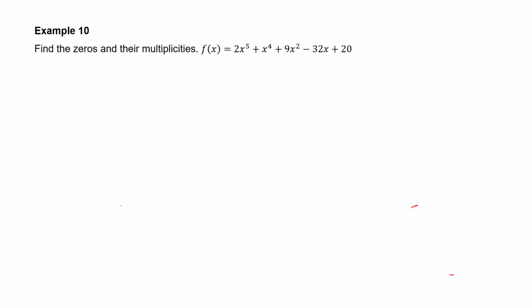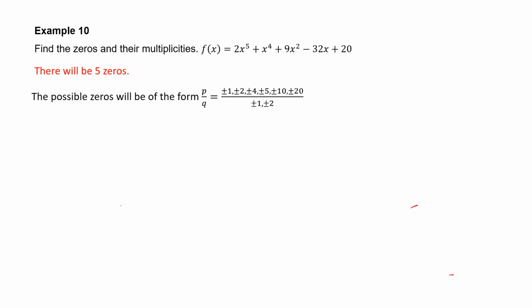So we're going to use the rational zeros theorem to list all the possible zeros of this function. And remember, to do that, first of all, we know there'll be 5 zeros because the highest power on x is 5. And then the possible zeros will be of the form p over q, where the numerator is going to be any factor of 20, the constant, and the denominator is going to be any factor of 2, the leading coefficient.